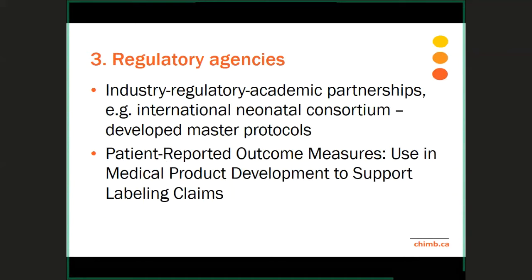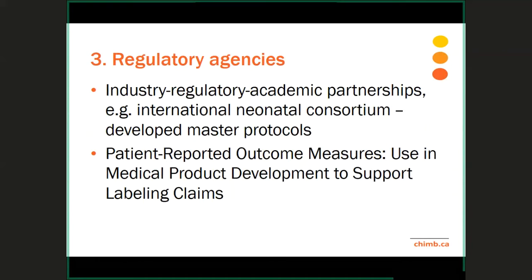And there's also industry regulatory academic partnerships. So I'm a part of the International Neonatal Consortia, where we have been working on this opioid withdrawal core outcome set, and we just presented it to the FDA at the beginning of May. And they're developing master protocols.